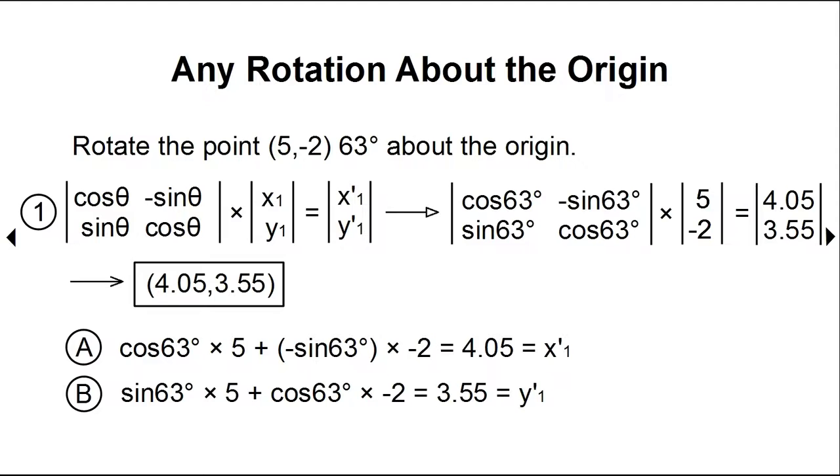Since that matrix is not very presentable as an answer, let's represent it as an ordered pair. The answer is 4.05, 3.55. Of course, this is approximate.